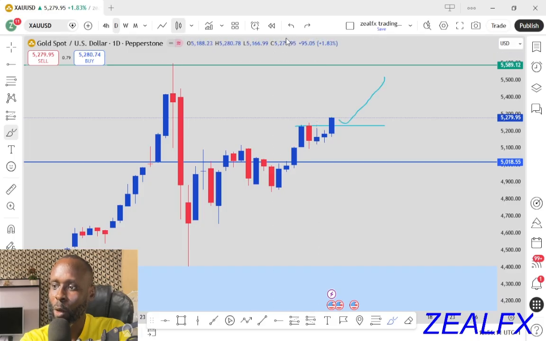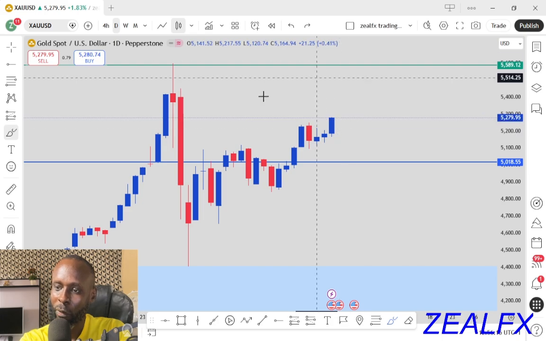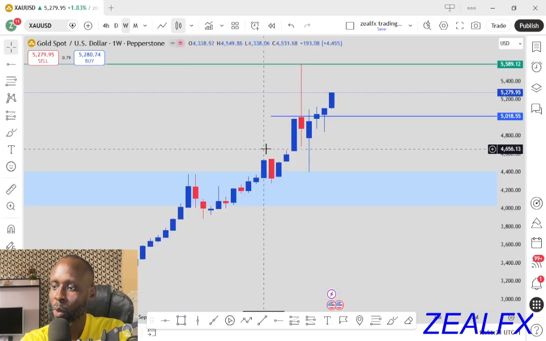So our job now is to wait for price to retest this level. Then we'll start looking for buying opportunity on the weekly time frame. So let's look at the daily time frame of gold USD.